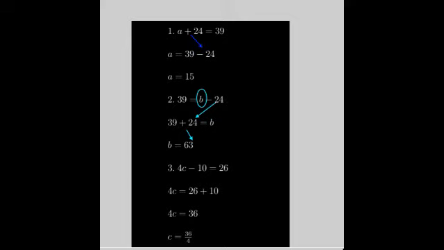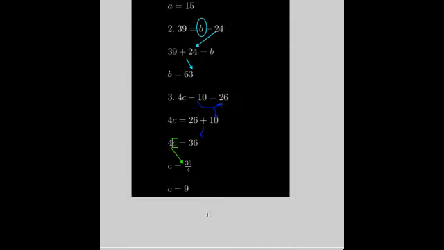Finally, with regards to this page, we've got 4c minus 10 is 26. So the first thing I would do, of course, is move the minus 10 to the opposite side. Minus 10, the opposite side would be plus 10. And then at this point, you see that we want our c. And the only way to get c on its own at this point is to get rid of that multiply by 4. So you get 36 divided by 4, which, of course, is 9.